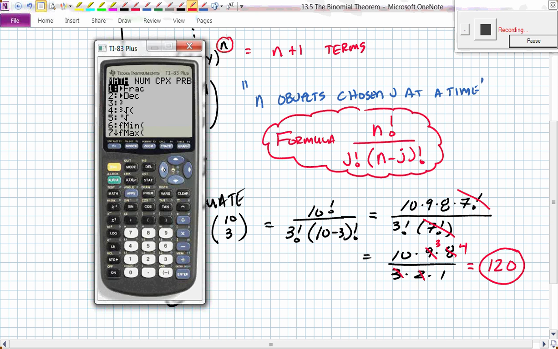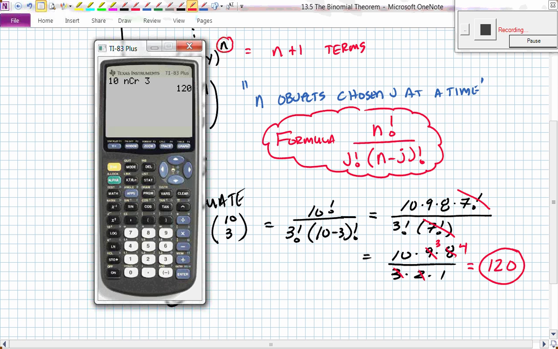If you move your cursor to the left, it brings up the PRB, which stands for probability. And you can look at option 3, which says nCr. Now, the calculator uses r's, the book uses j's, but they mean the same thing: n objects chosen r at a time, n objects chosen j at a time. If you push just number 3, it brings up that choice in the list for you. And we want 10 choose 3. There it is, 120.